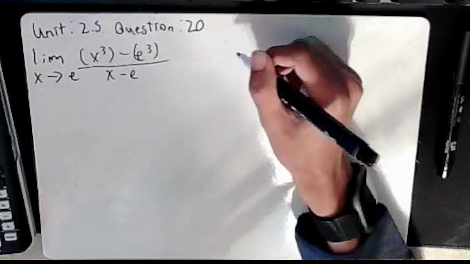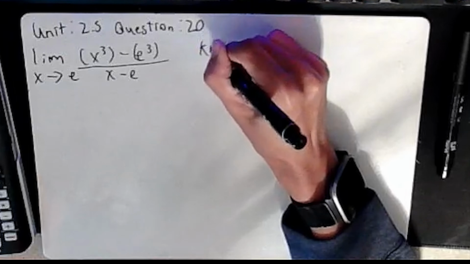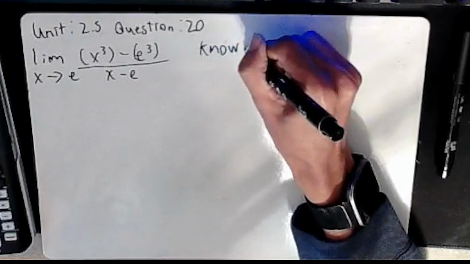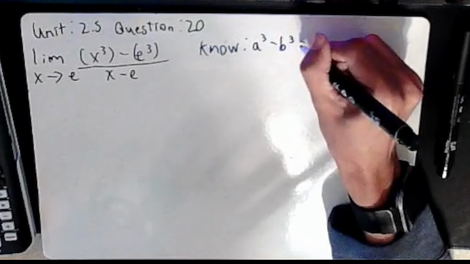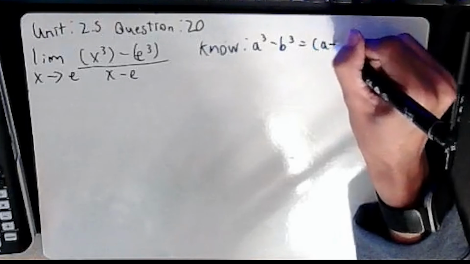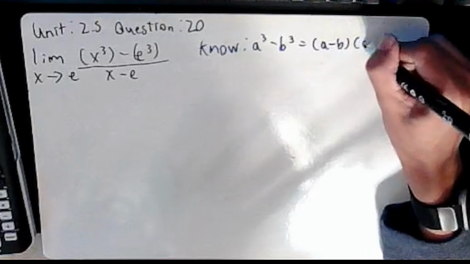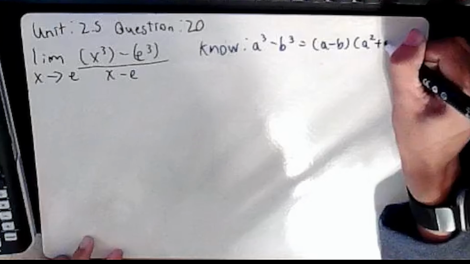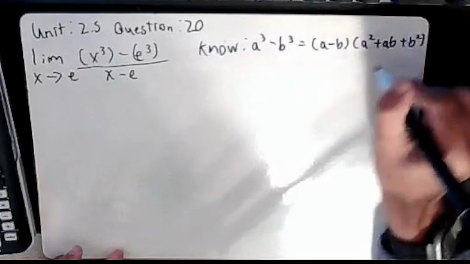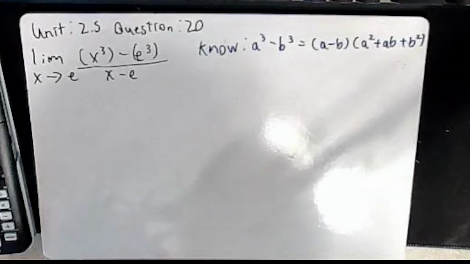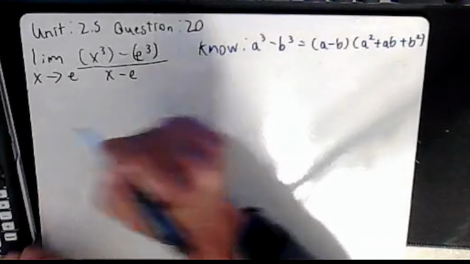So what you need to know first is the difference of two cubes formula. So that is a cubed minus b cubed equals a minus b times a squared plus ab plus b squared. And this is our difference of two cubes formula. This will let us simplify this limit using that.